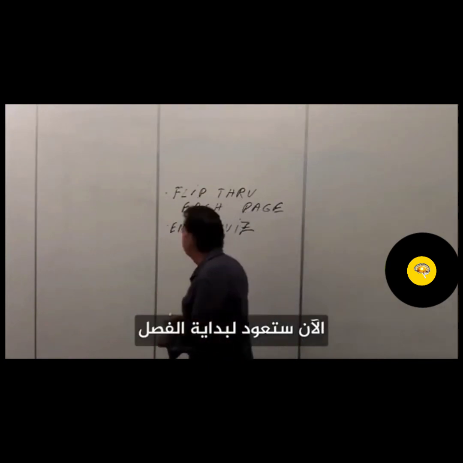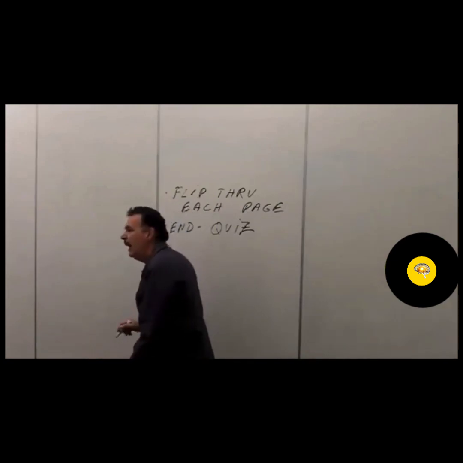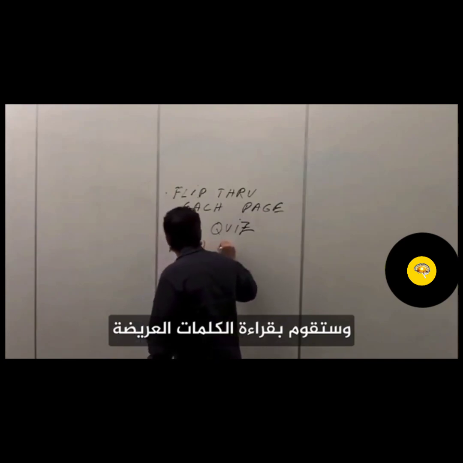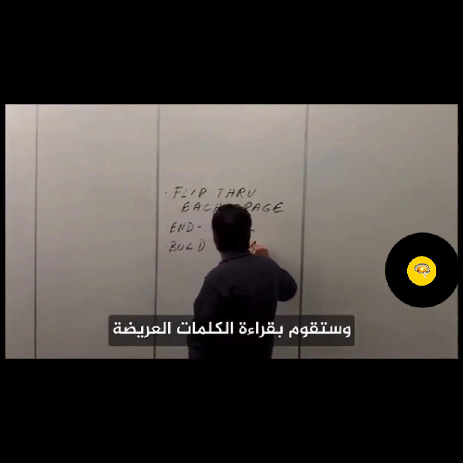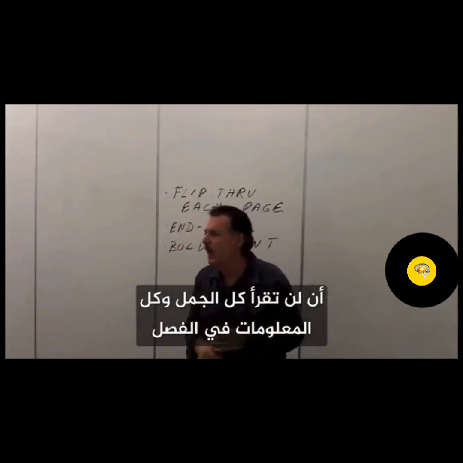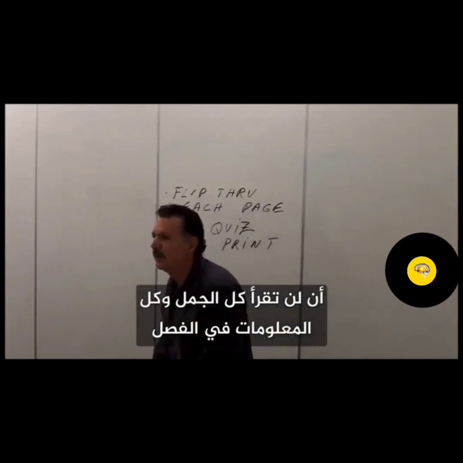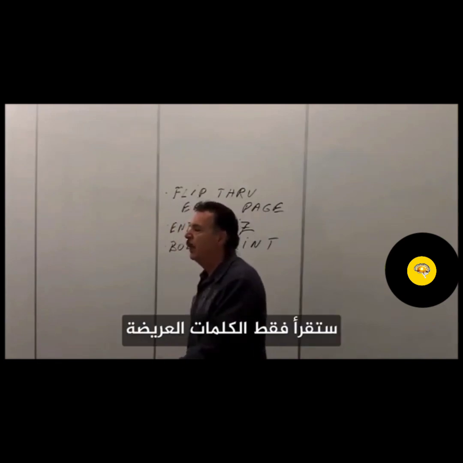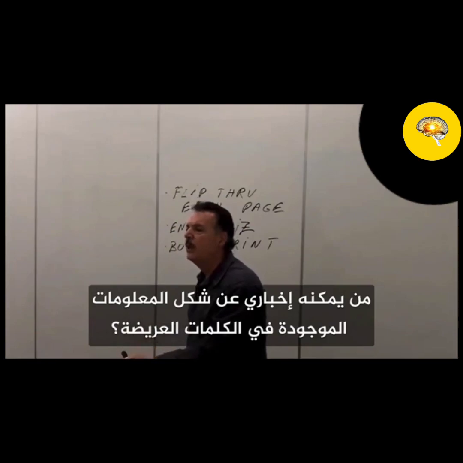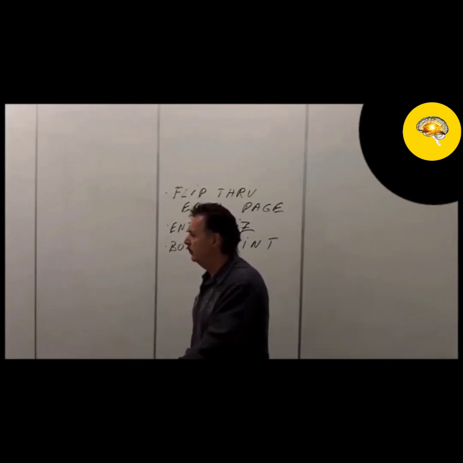Now you're going to go back to the beginning of the chapter, and you are going to read the bold print. You're not going to read all the sentences, you're not going to read all the information in the entire chapter. You're just going to go read the bold print. Who can tell me what is the information that's contained in the bold print?